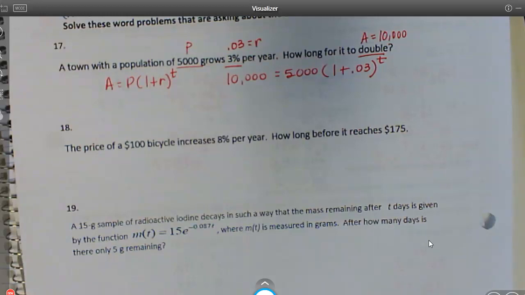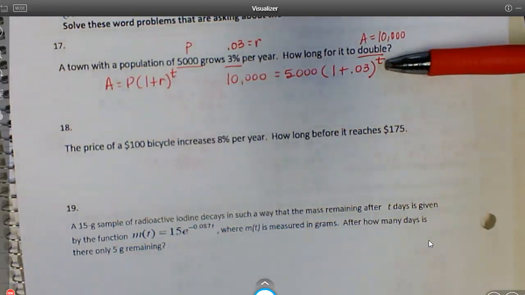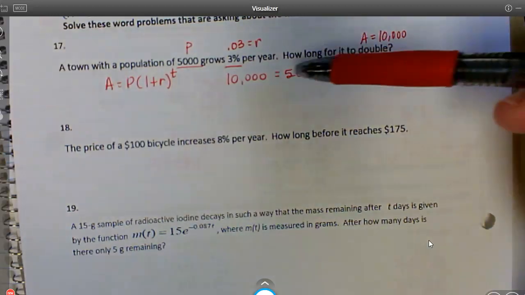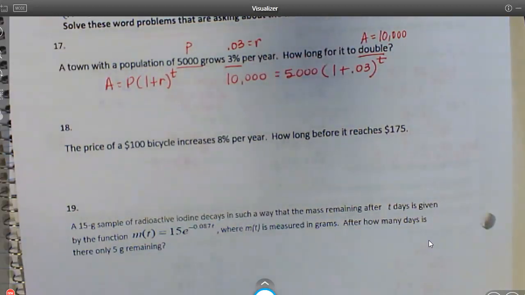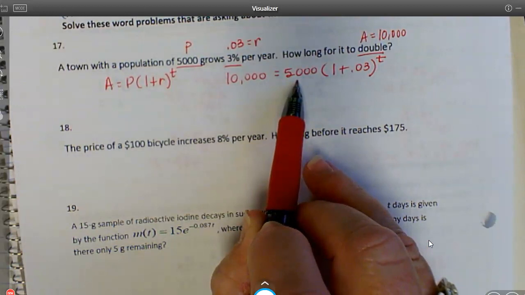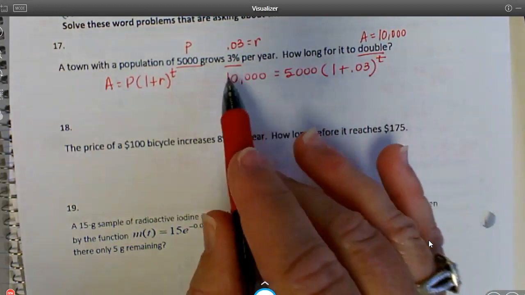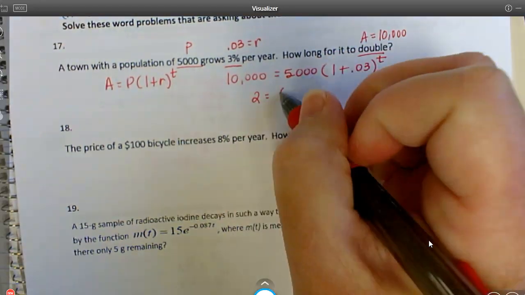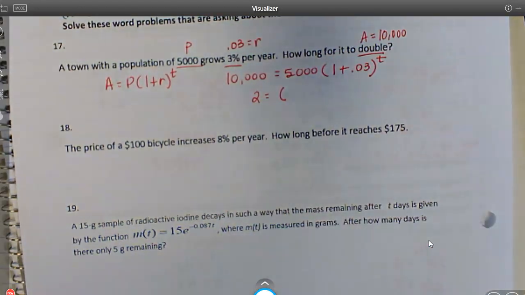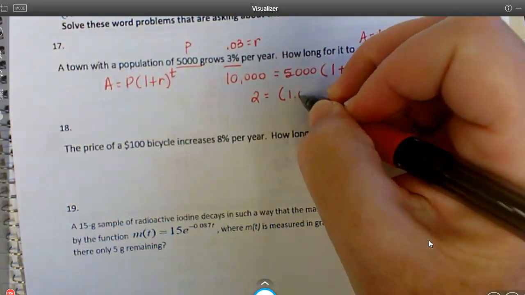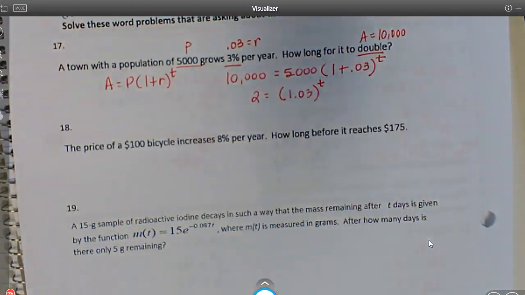So, not very different from what we've done, except now I can't just plug it in the calculator because I'm looking for t. So now I'm going to try to get t by itself. Okay? And I want to do it similarly to the way that we solved some of the equations. This is an exponential equation, so I'm probably going to rewrite it in log form to try to find it. What I want to do first is divide by 5,000 on both sides. If I divide by 5,000, I'm going to get 2 equals 1 plus 0.03 to the t. And then I'm going to go ahead and add that 1 and 0.03. So I get 2 equals 1.03 to the t.